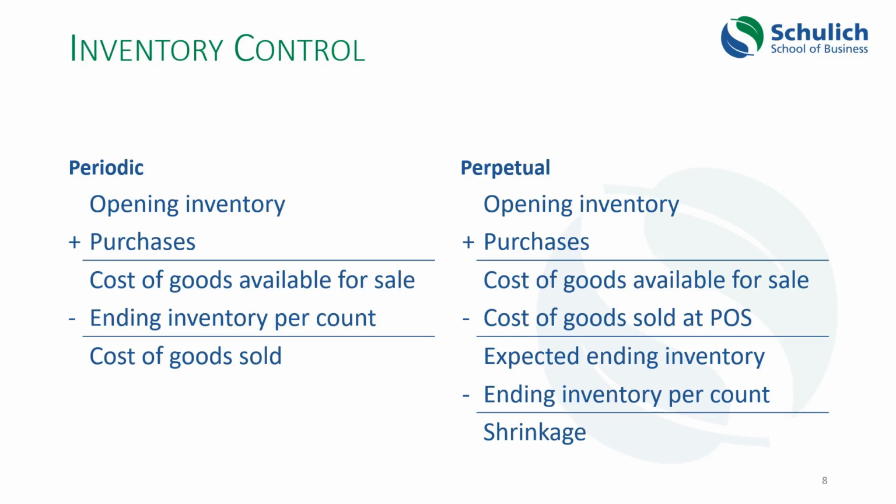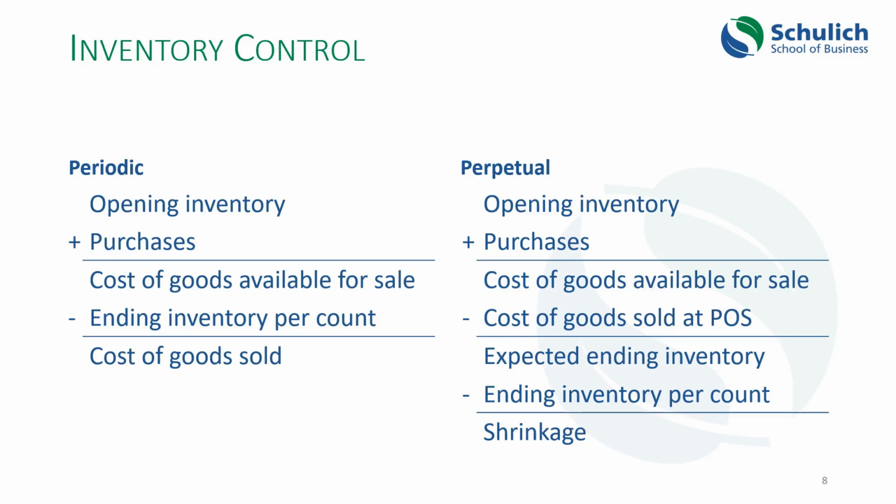In that case, you know what the opening inventory is from your balance sheet. You keep track of all the purchases during the year, and the total of those gives you the cost of goods available for sale. The next thing you do is you do a count at the end of the year, the end of the accounting period, to determine the inventory, and the difference between all the goods that were available for sale and your ending inventory must be the cost of goods sold.